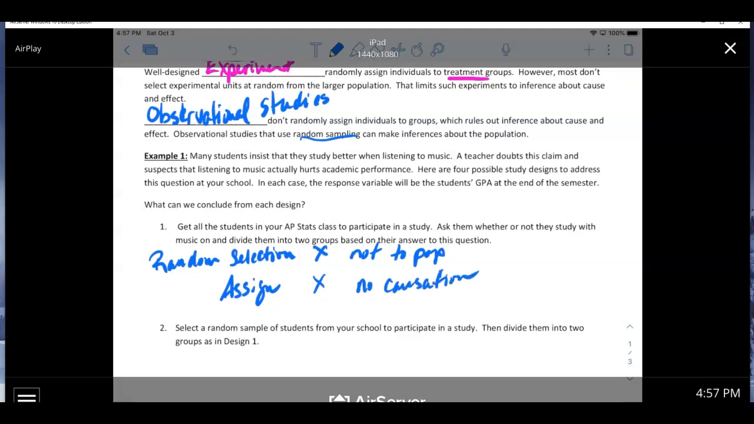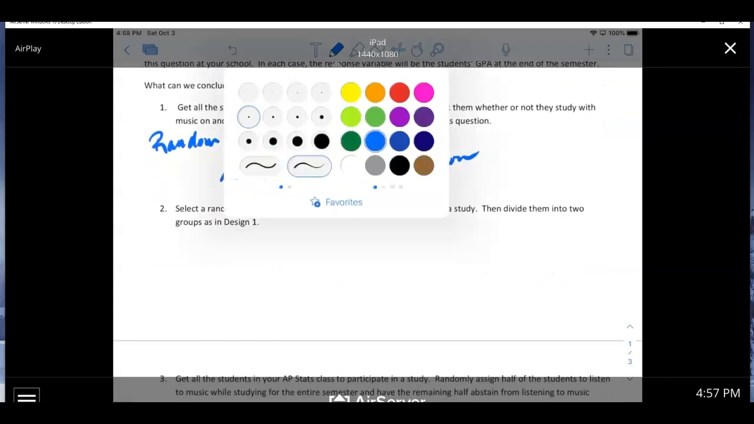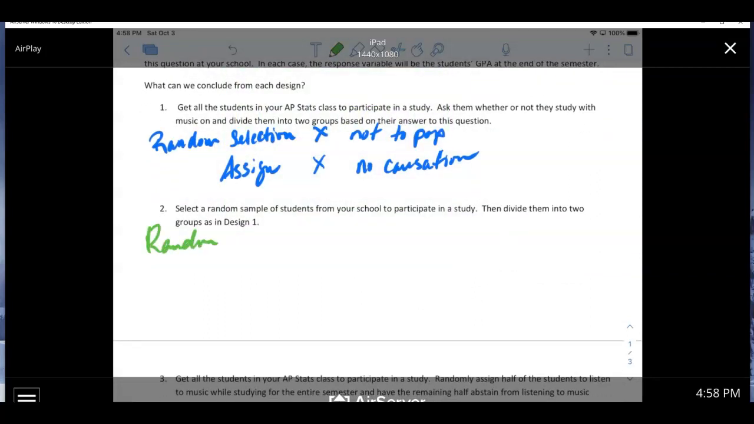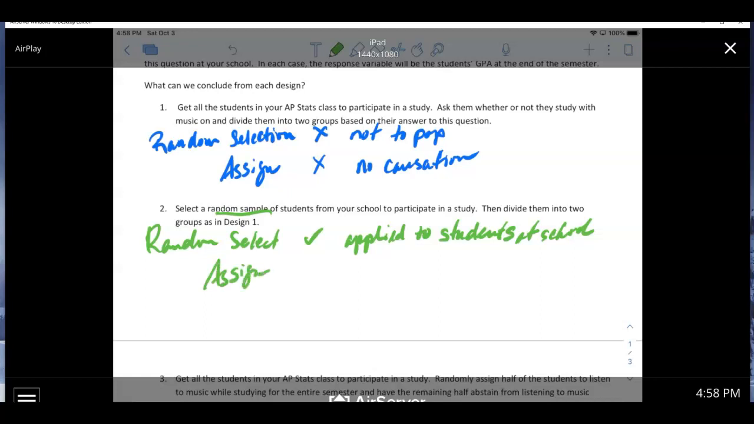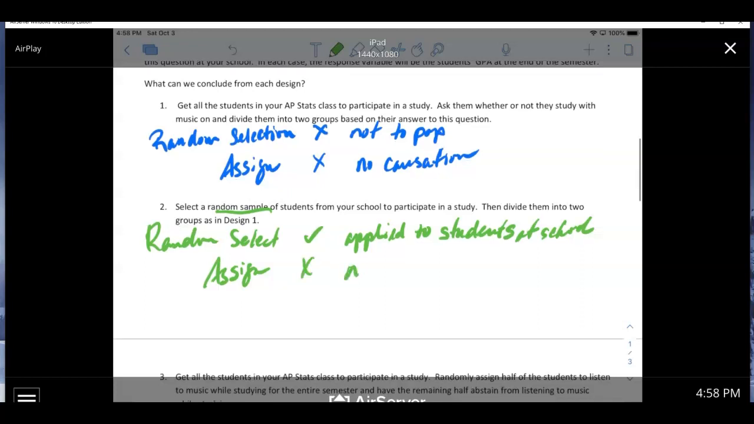Randomly select students from your school to participate in a study and divide them into two groups as in design one. Do we have random selection? Yes, they were randomly selected. So what does that mean? It means I can apply it to students at your school, instead of just the students that you sampled. And then random assignment: did they randomly assign them to two different treatment groups? It says just divide them in the same way as before, so that's no causation.